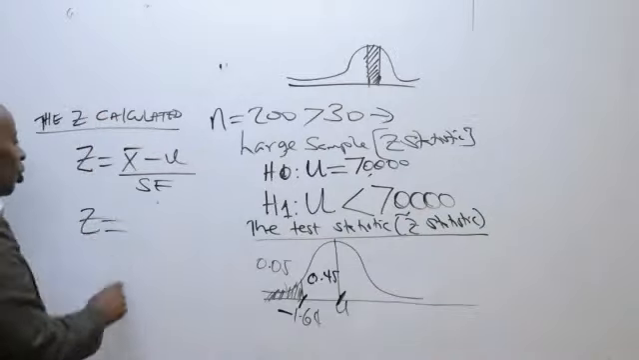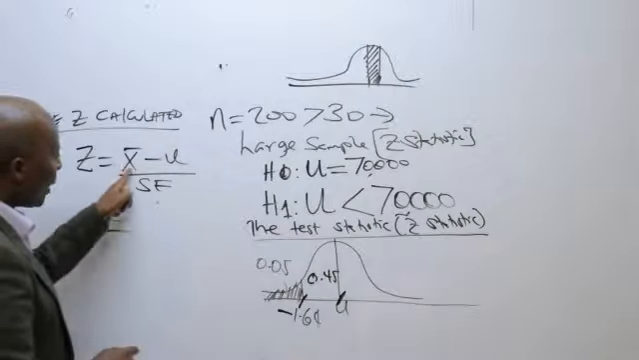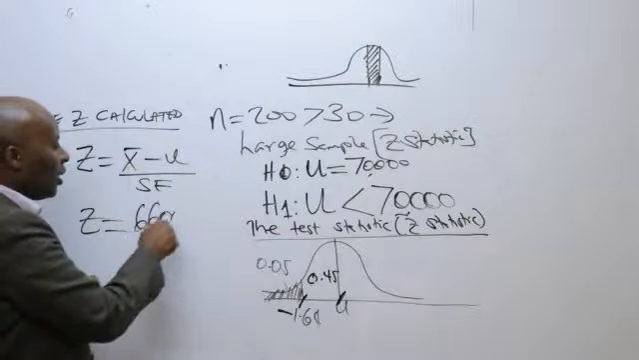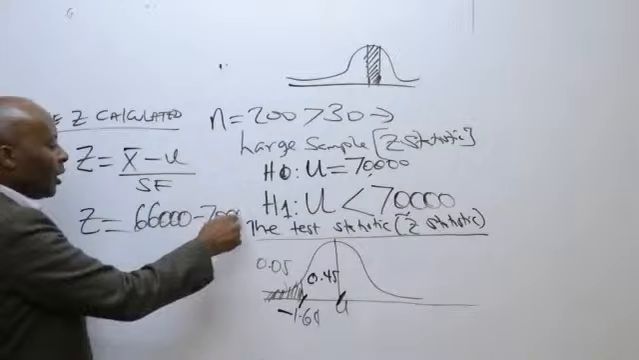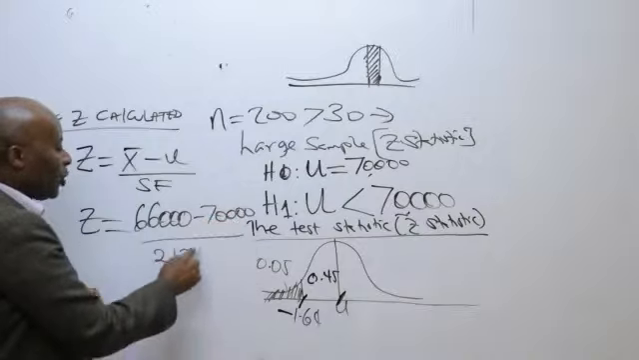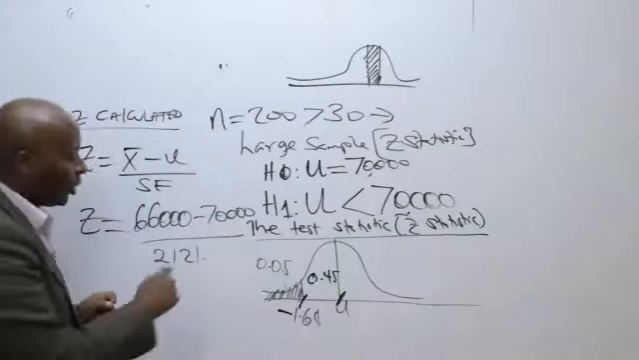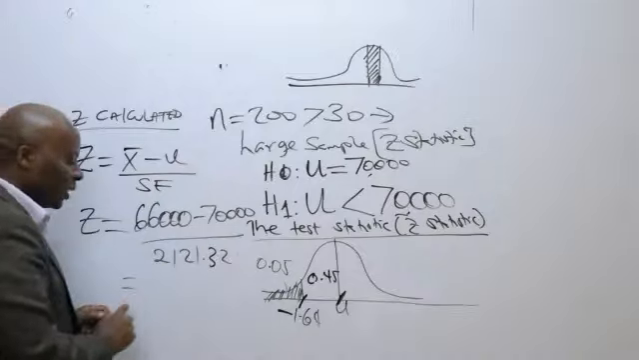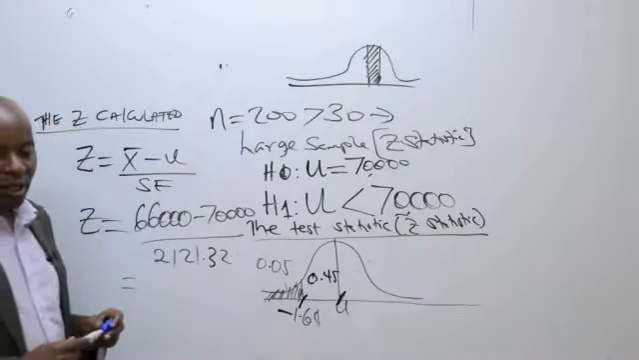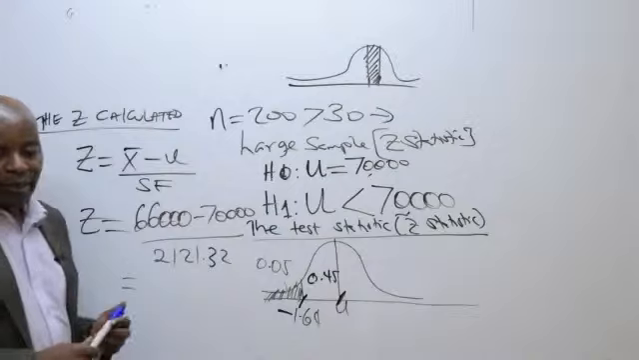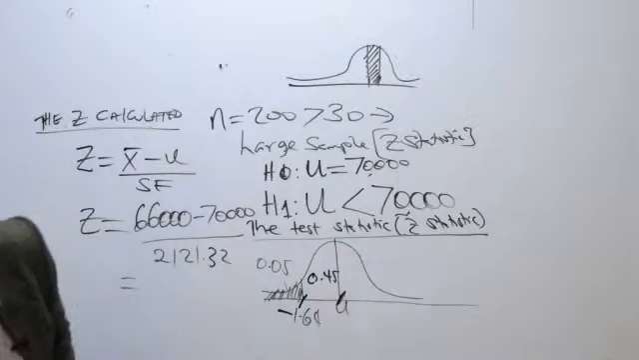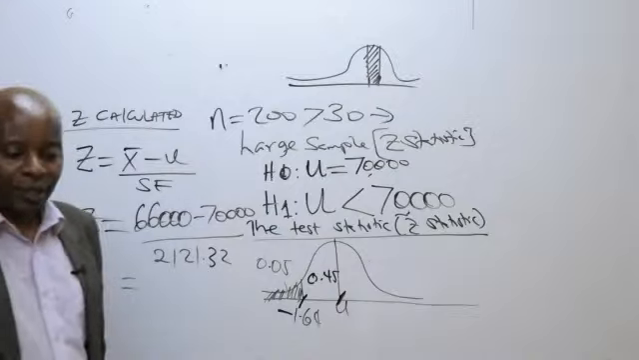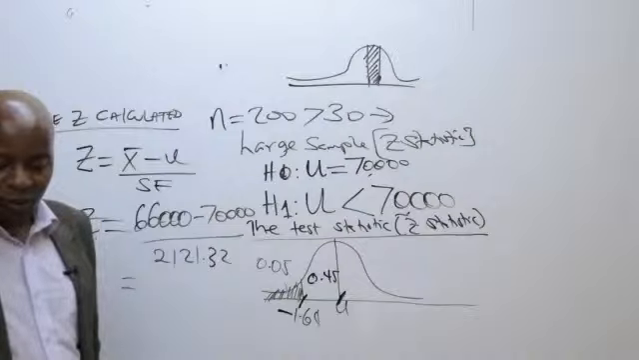So my Z-score: the sample mean you told me is 66,000, minus the mean of 70,000, all over this 21.32. So could you kindly give me this Z value? Kindly give me this Z value. My Z value will be equal to what?